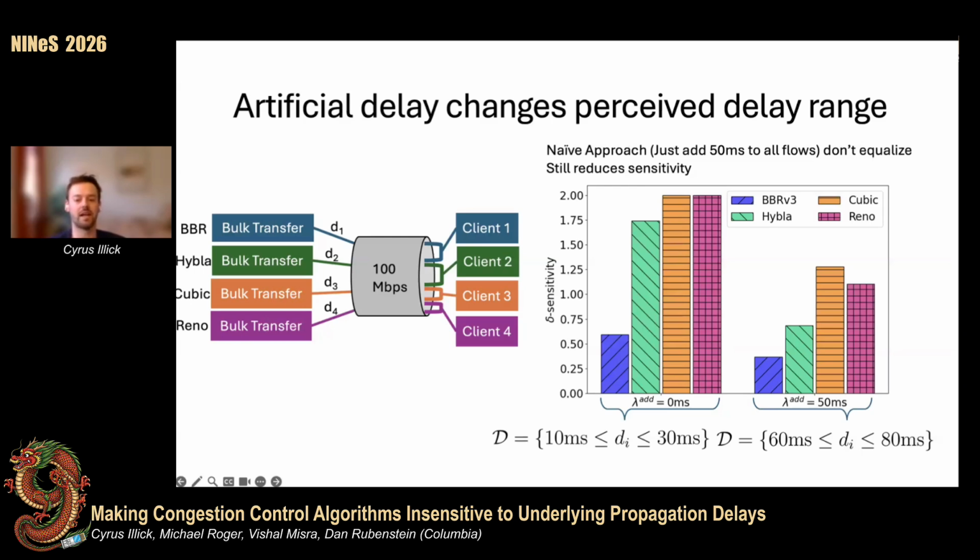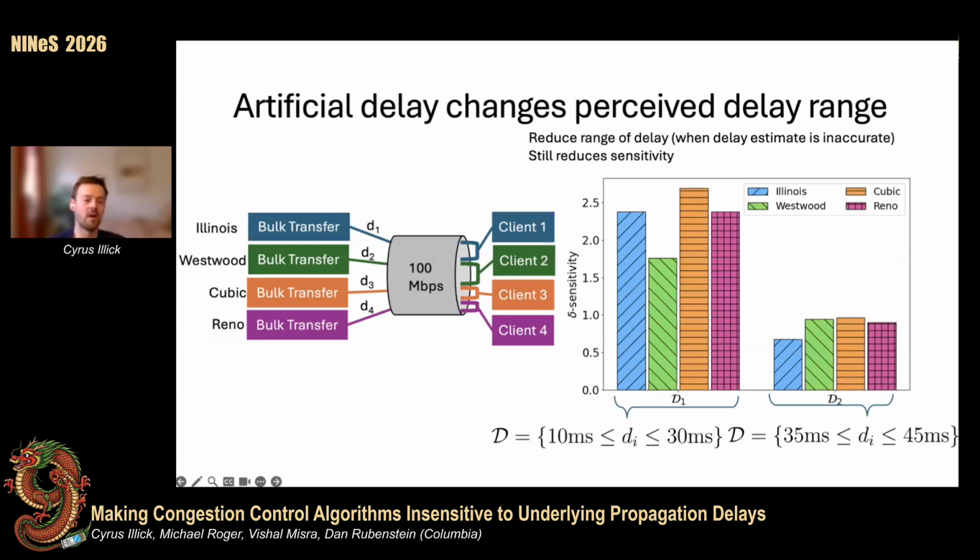And just by changing the range of delays, we have reduced the sensitivity to delay between these competing flows in this setting. Finally, it's important to note that even when there are errors when we are trying to equalize propagation delay, as long as we are reducing the range of propagation delay, the sensitivity to delay is still reduced. In this figure, we are plotting the sensitivity of 4 competing loss-based CCAs in the range of delays between 10 and 30 milliseconds. And we're comparing this to the sensitivity to the altered range, where delays are inflated to being between 35 and 45 milliseconds. Just by reducing the range from a 20 millisecond range between 10 and 30 milliseconds to a 10 millisecond range between 35 and 45 milliseconds, the sensitivity of all of the competing flows is reduced.